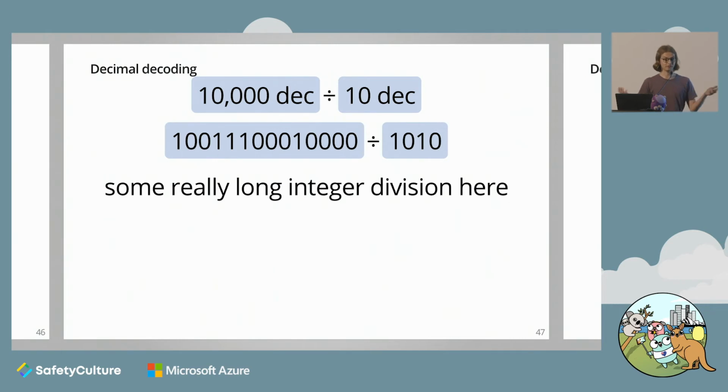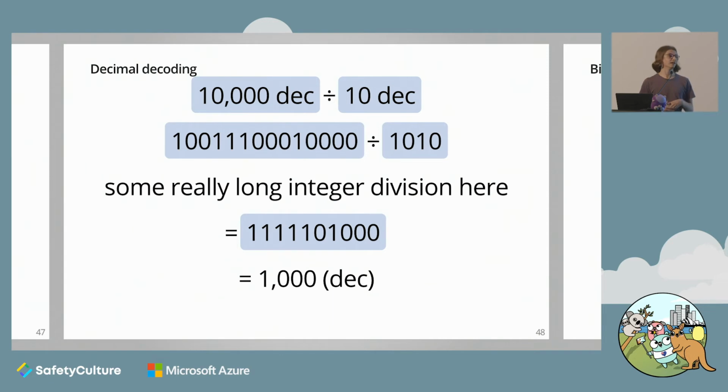You need to do some very long integer division here. And then we get our answer of 1,000. And if you take our value of 10,000 and look at the bits of that and compare it to the value of our 1,000, the bits are slightly off. They're not exactly as we'd expect. In decimal, we've just removed a 0, but this bit pattern is fundamentally different.